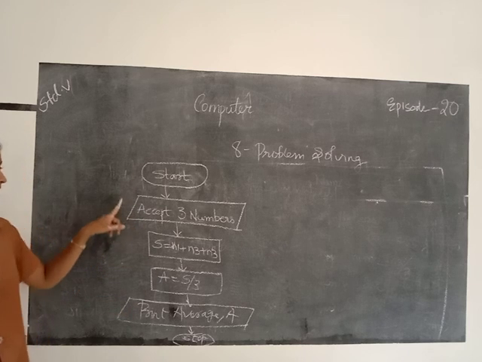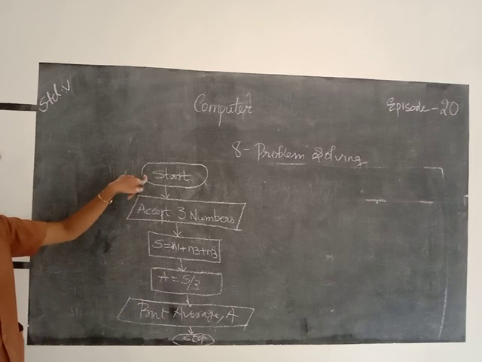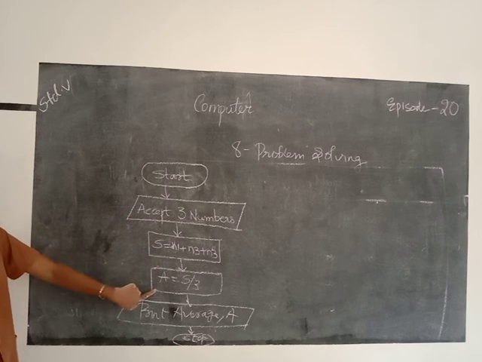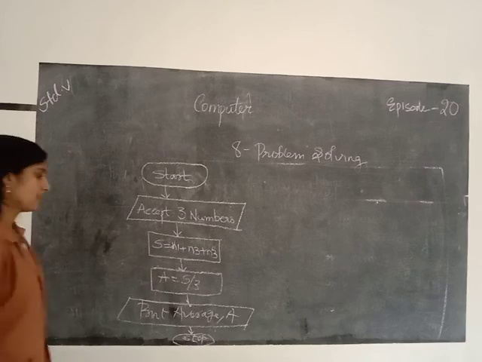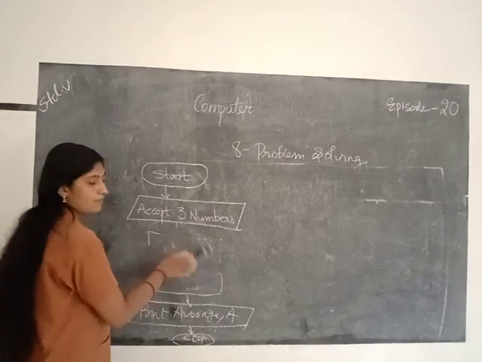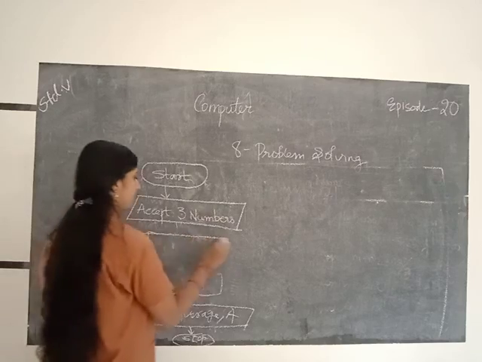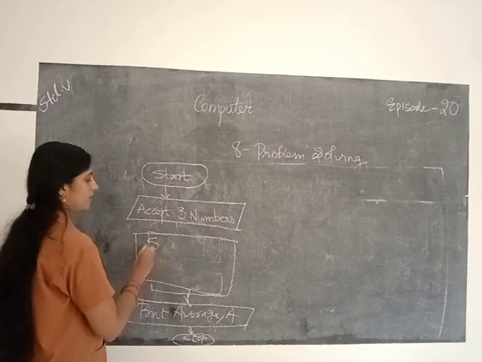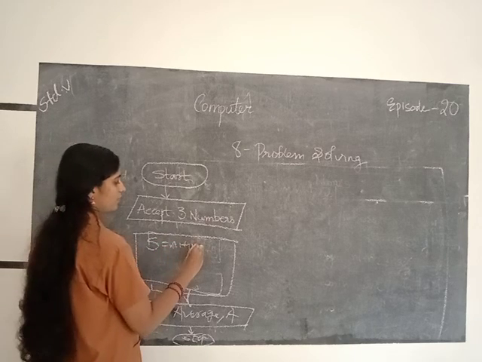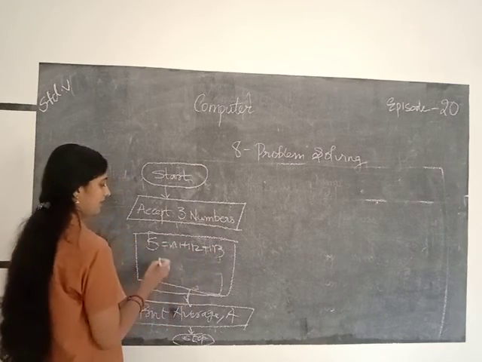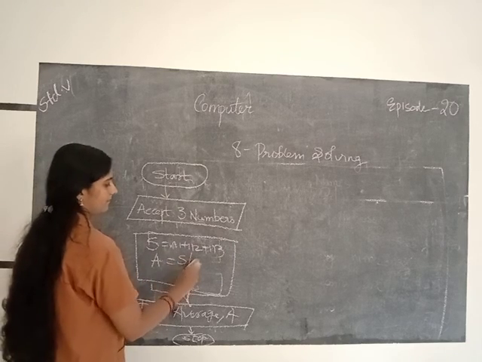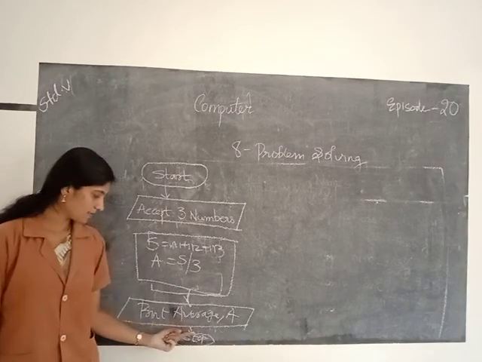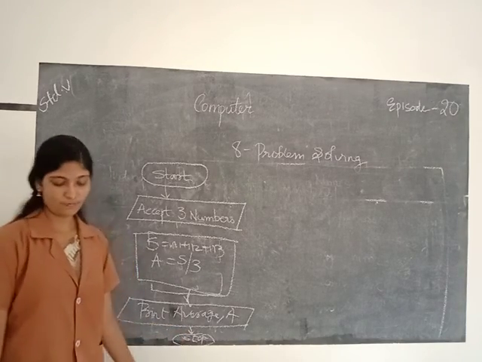Okay, start. It should be a terminal box, then input or output box, then processing box, again processing. We can also write these two statements in one processing box, like this. S equal to N1 plus N2 plus N3. Then A is equal to S by 3. Then another input or output box, the output box, print average, then stop.